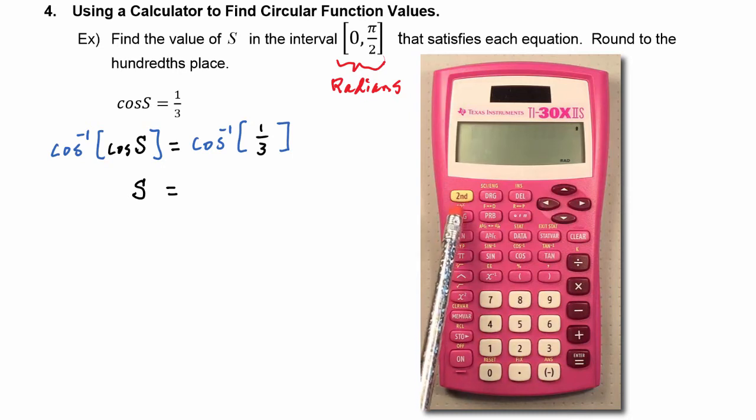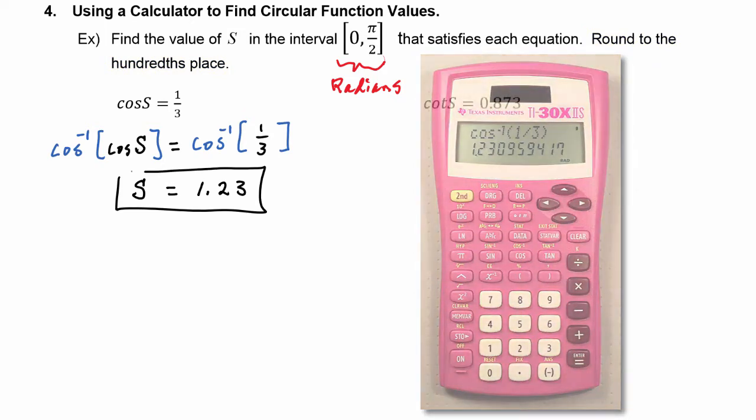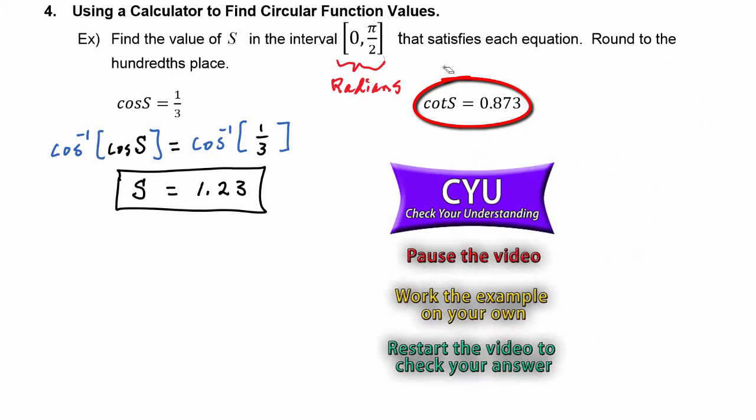So now to get at the cosine inverse, we hit the second button, then go above the cosine button to get cosine inverse, and we enter 1 divided by 3, close the parenthesis, and hit enter. Rounding to the hundredths place, we see s is equal to 1.23. How about you go ahead and try this one? So pause the video and restart when you're ready to check.